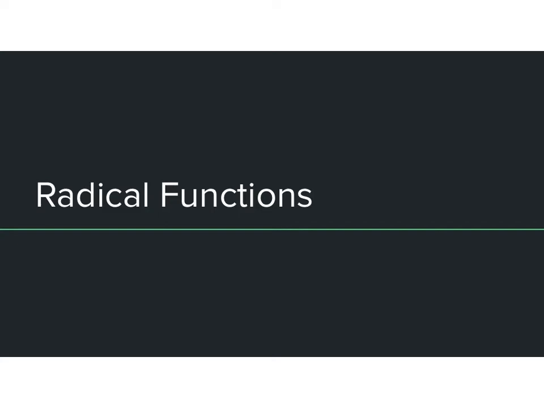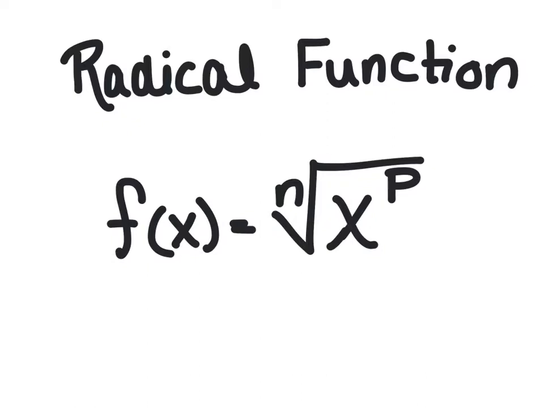In this lesson, we're going to analyze the graphs of radical functions. So a radical function is in this form where n and p are both positive integers greater than 1 that have no common factors. So we're talking like cube root, fourth root, fifth root functions.